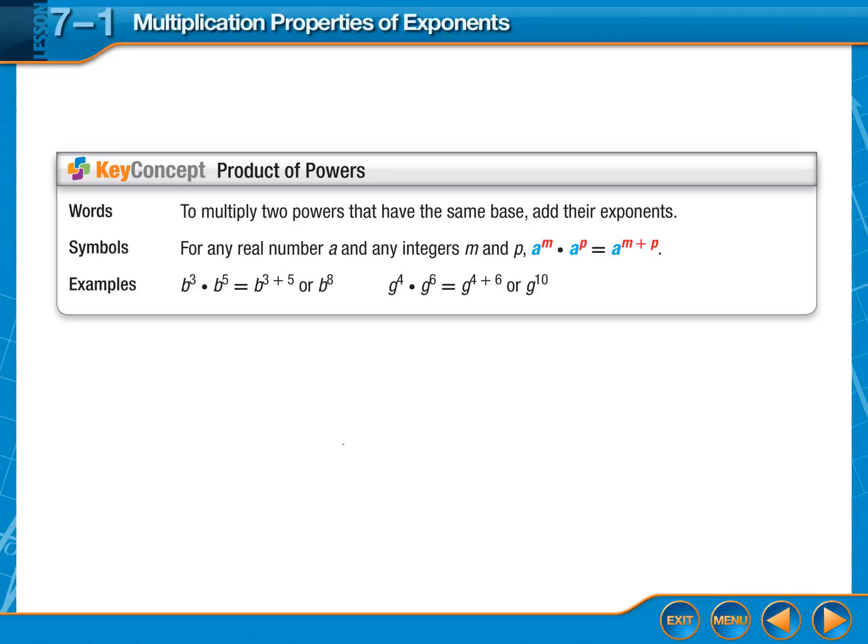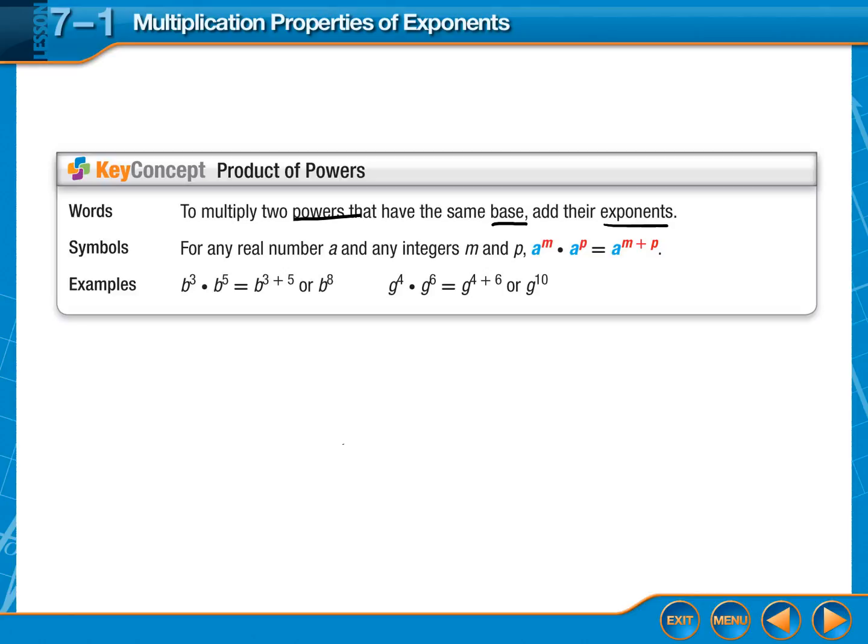The first property that we have here is called the product of powers. What the product of powers says is that when we multiply two powers that have the same base, we add their exponents together. So what would be helpful to know is what these two things mean, base and exponent. A power has two parts.